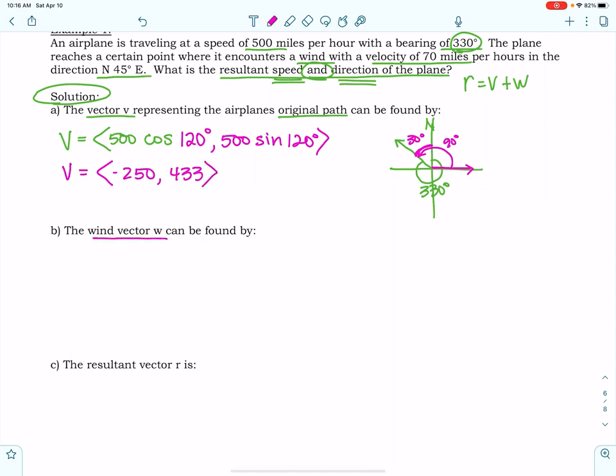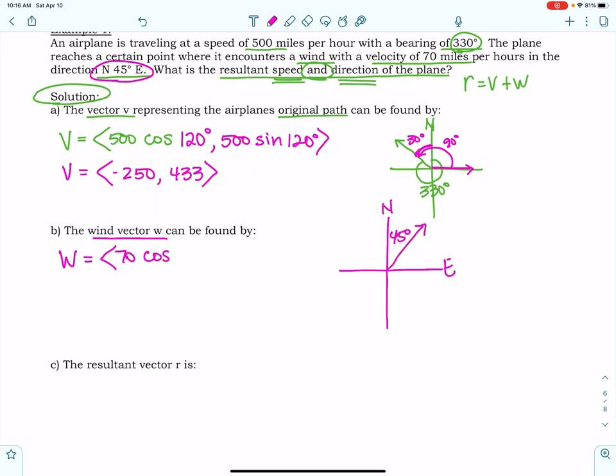Now we're going to do the same exact thing for the wind. So it's the force. Its speed is 70. And we have to find its direction angle based on its bearing. So its bearing is north 45 degrees east. So its direction angle, of course, is going to start here and go to here. So that would be 45 degrees. So 70 times sine of 45 degrees. Of course, I'm going to plug all of this right into my calculator. And I get a component form that looks like that.